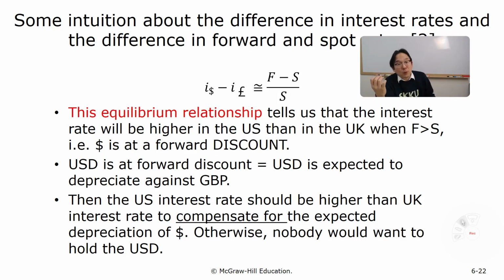Here, the British pound is at a forward premium, right? Then the US interest rate has to be higher. Otherwise, the money will flow out of the US and go into Britain, right? To compensate for that expected depreciation of the dollar, the dollar interest rate has to be higher. And otherwise, nobody would want to hold US dollars, right? So that's the intuition that we want to get through this relationship over here.